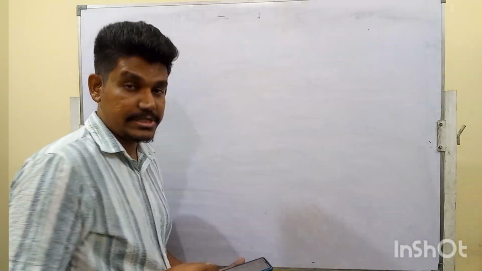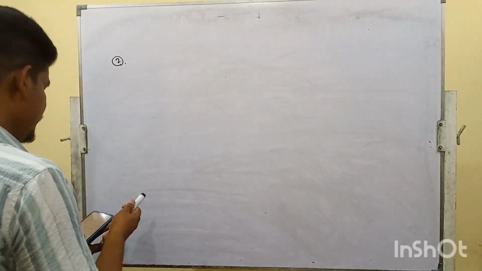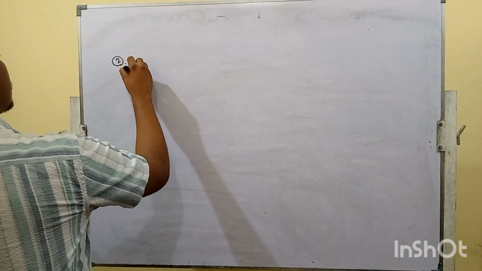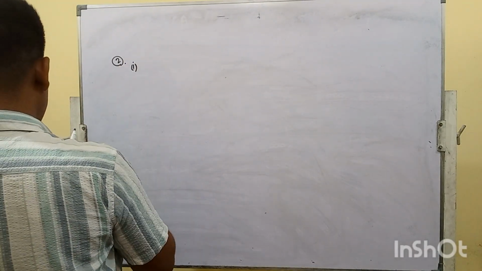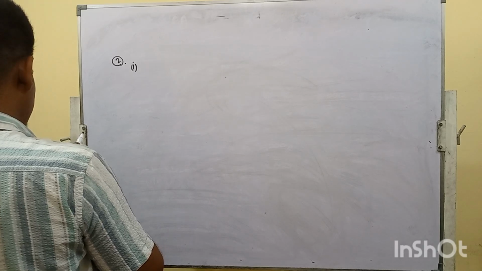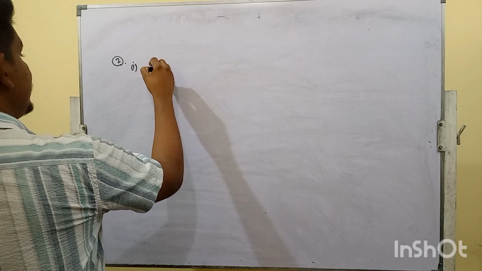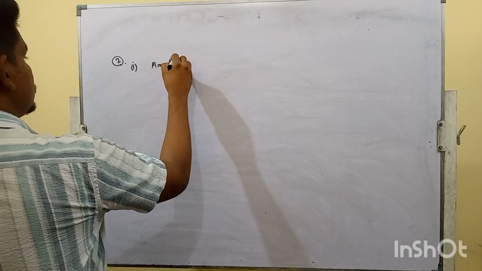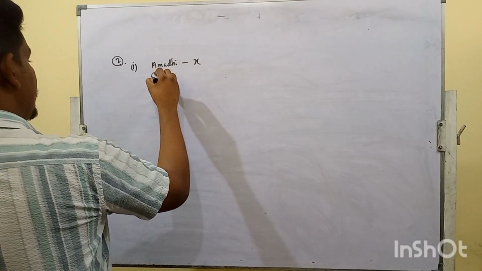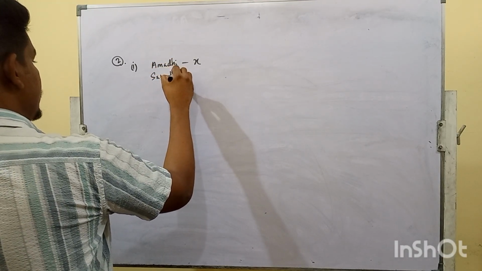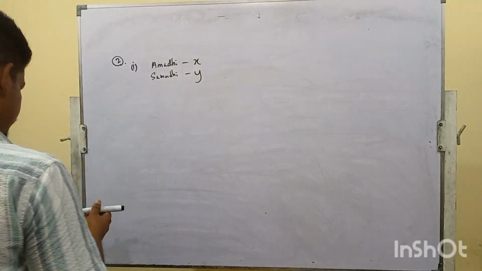Let's take the second question. The second question, we have to build up the equation. They have given us the number of questions Amadi answered as X, and the number of questions Amadi answers correctly as Y. Right.